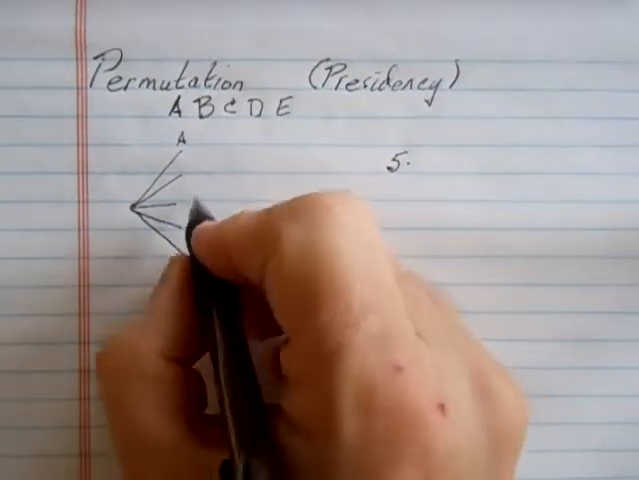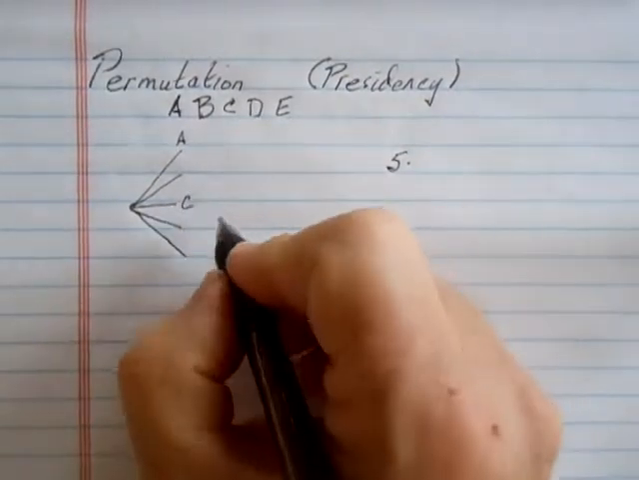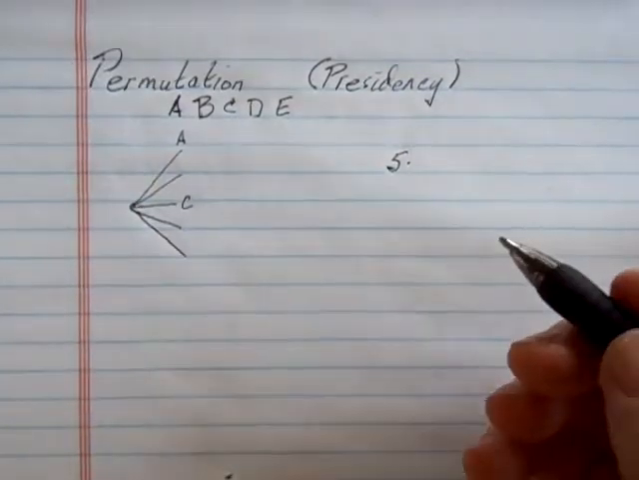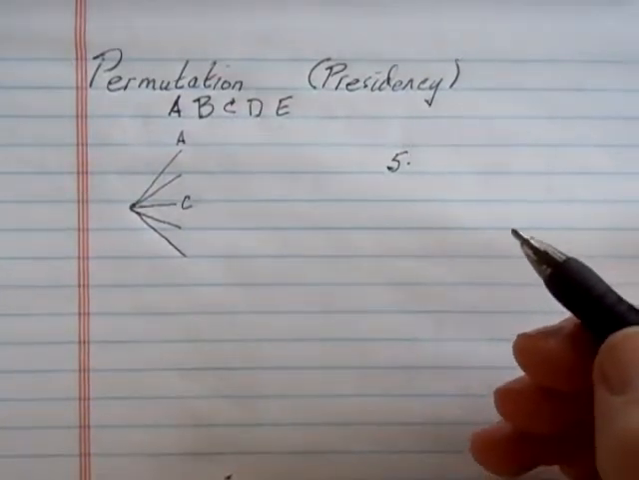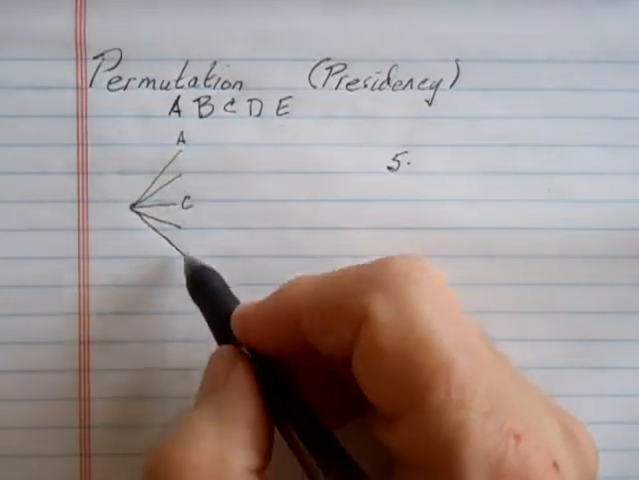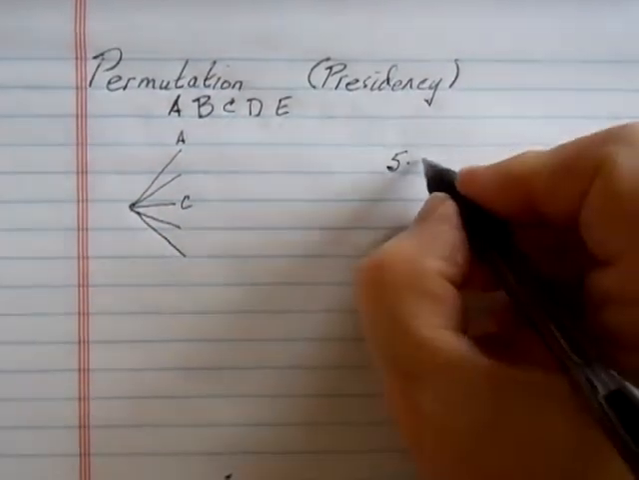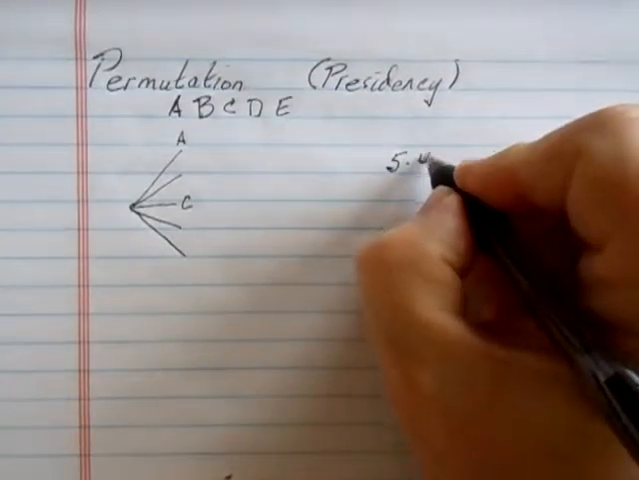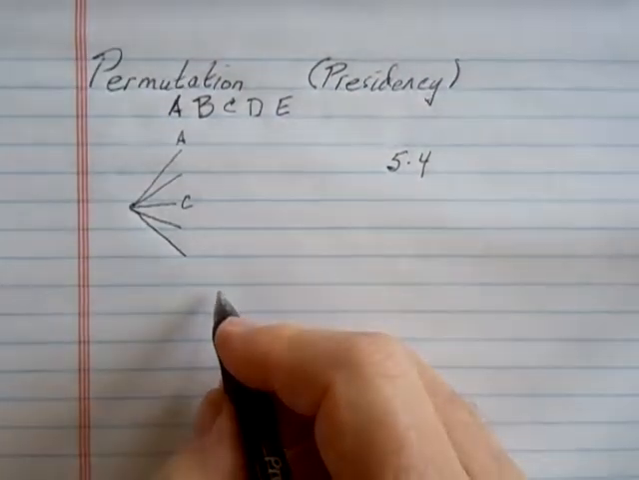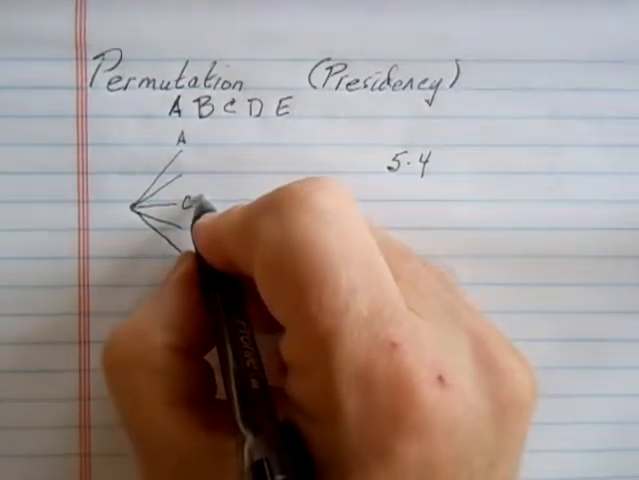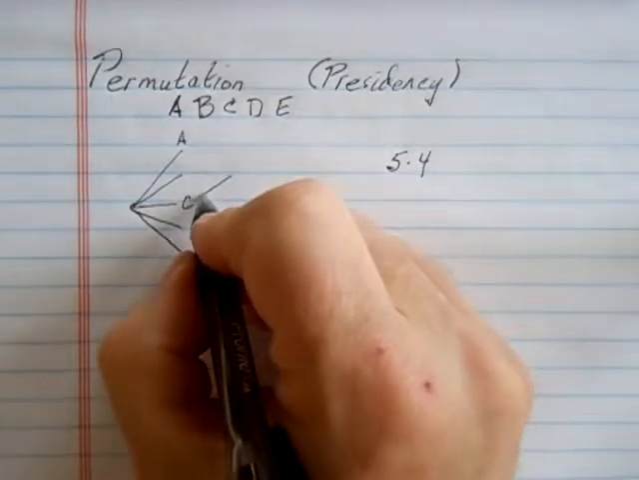Once one of these are picked, maybe we pick C to be the president, then no matter which one we pick, there's only 4 that we can choose as the vice president, because we can't use the one that we picked as the president. But for any president that we pick, there's going to be at least 4 choices for the vice president. Once that vice president has been picked, there are only 3 choices left.